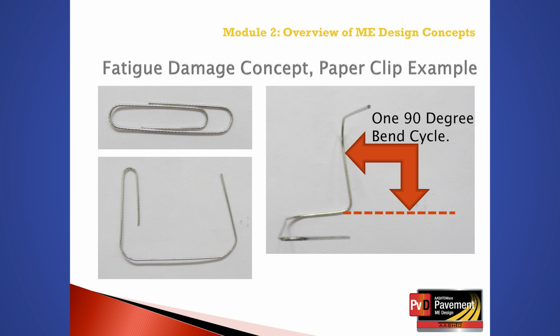One bend or load cycle is defined as bending the paper clip to an angle and then bending it back to the straight line as shown in the picture on the screen. Count the number of bends until the paper clip breaks and record the number. Take another paper clip, but bend it to a different angle and count the number of bends until it breaks. The same procedure is completed for 3 to 5 bending angles.